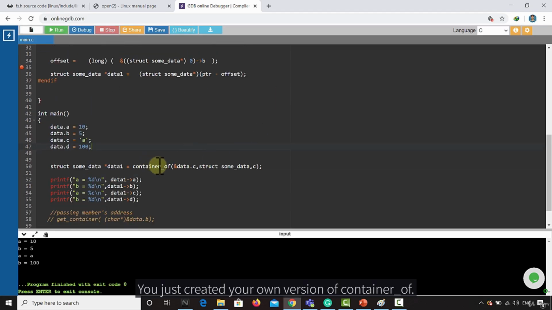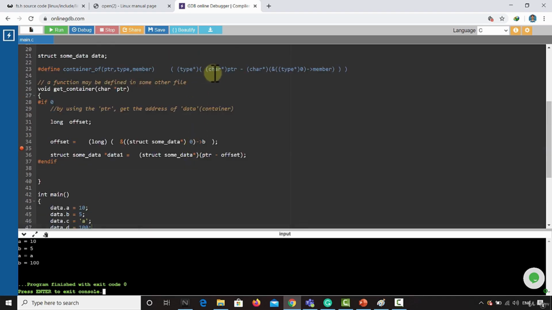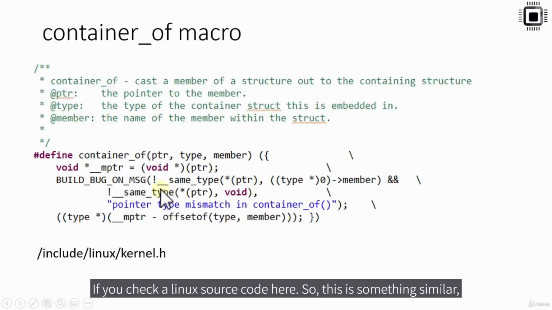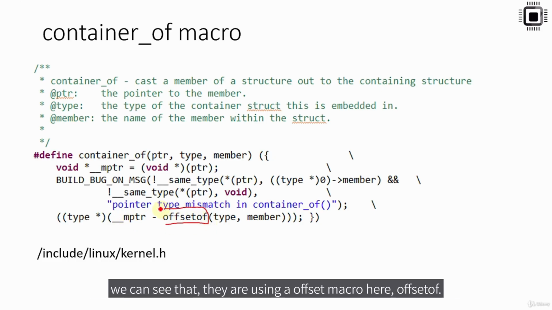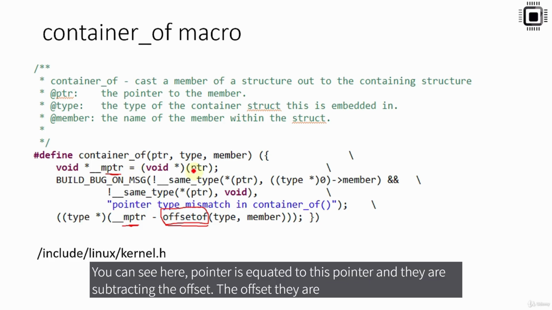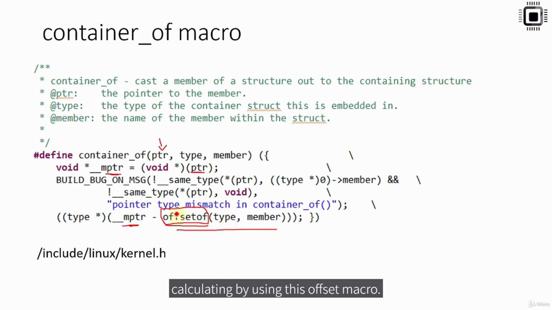You just created your own version of container_of. If you see Linux source code, you see something similar, but there is type checking as well. You can see that they are using an offsetof macro here. This is the pointer you supplied. You can see the pointer is equated to this pointer, and they are subtracting the offset. The offset they are calculating by using this offset macro.